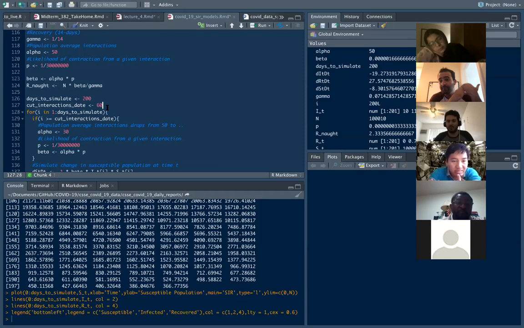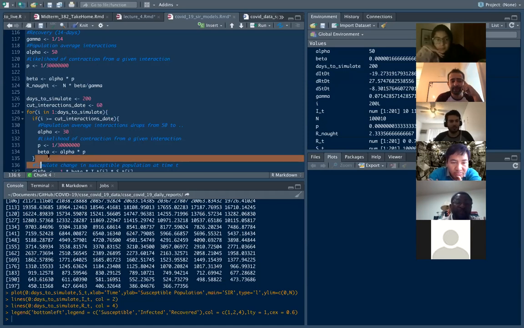Okay, so we respond with a lag. The virus has been spreading. After 60 days, we tell everyone to stay home. Some people listen to us, some people don't. On average, the interaction rate falls from 50 people per day to, let's say, 30 people per day. We can see how that's going to have an actual impact on the disease. That's what's happening here. We're setting alpha to 30 rather than alpha being 50.